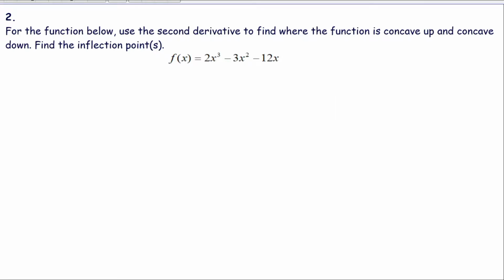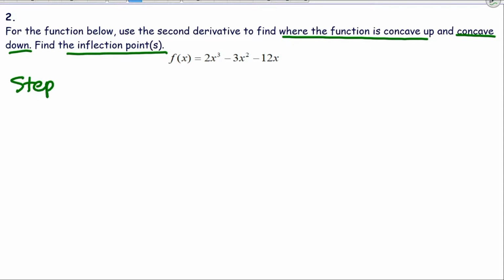For the function below, use the second derivative to find where the function is concave up and concave down, and we need to find the inflection points. So there are three things here that this question is asking for: where the function is concave up, concave down, and the inflection points. So the first step will be to find the first and the second derivative.